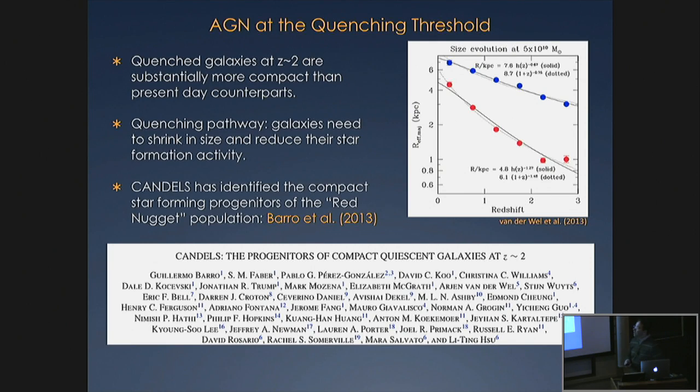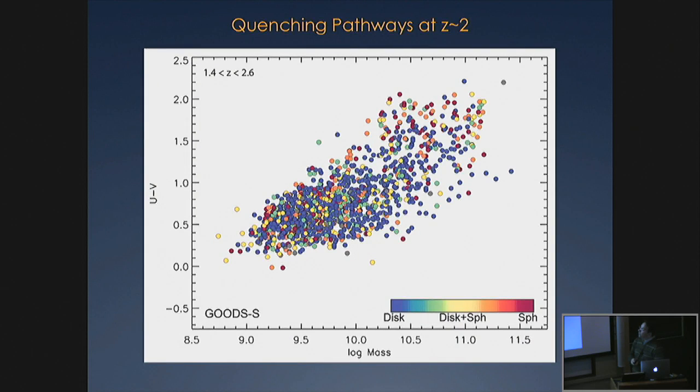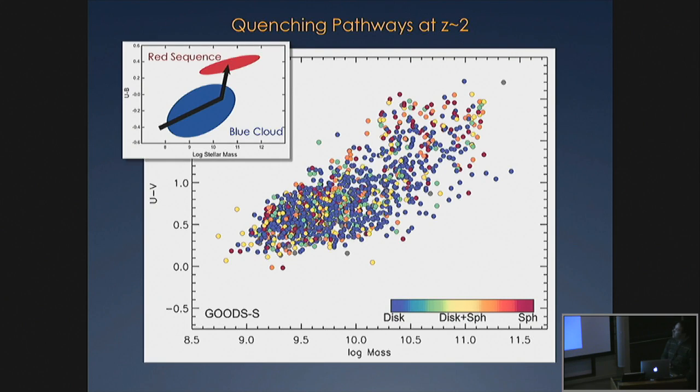The only thing that differentiates them from their passive counterparts is that they are still star-forming. To explain where these guys live in parameter space, this is now a U minus V, so just regular color versus mass plot. It's basically the same as this color mass cartoon plot. And this is in the Goods field, and the color coding here is based on the visual classification of the galaxies that comes from the CANDELS WFC3 imaging. So blue here being disks, and red being the spheroids.